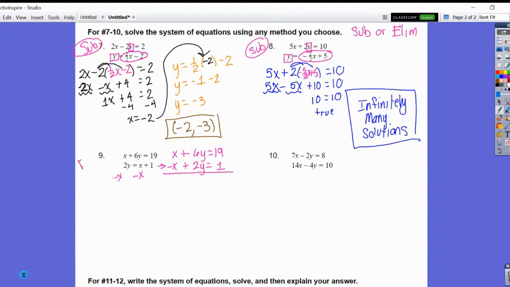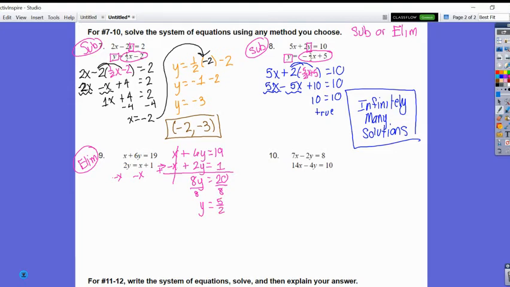There you go. So now we can use the elimination. Now we've got the x column, y column, number column for it. We can go ahead and add. So x plus negative x cancels out. 6y plus 2y is going to give us 8y. And 19 plus 1 makes 20. We'll go ahead and divide both sides by 8. Simplify that fraction. I have a common factor of 4 between each of those, so y is 5 halves.